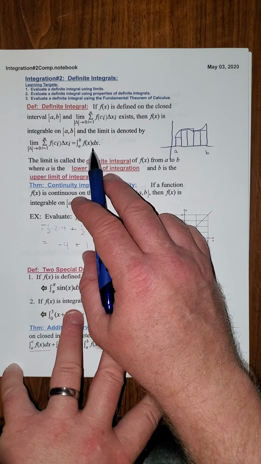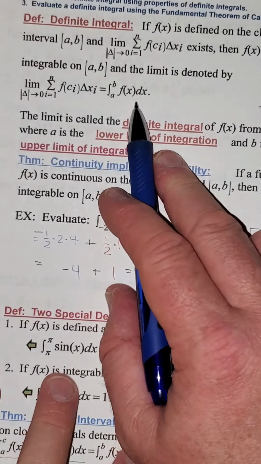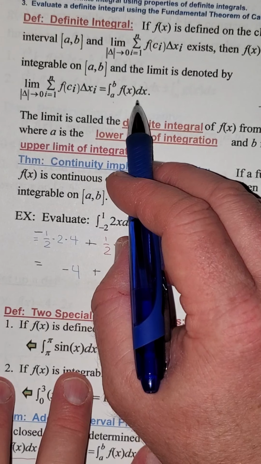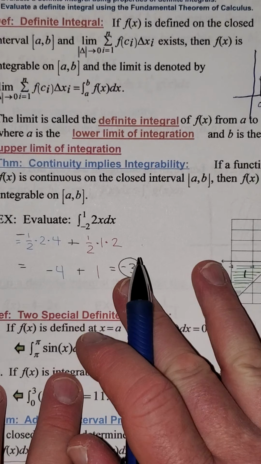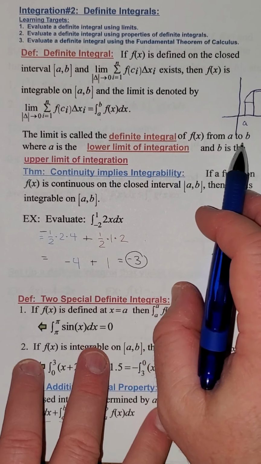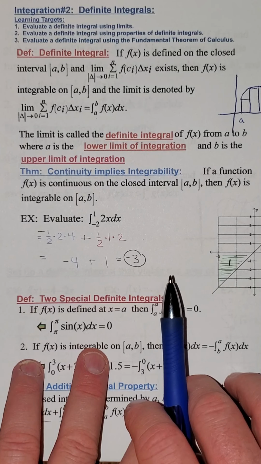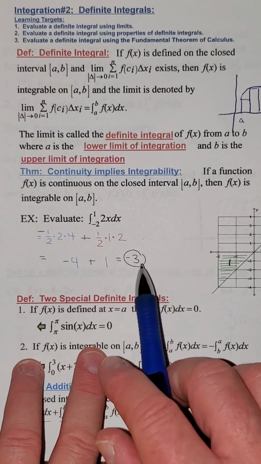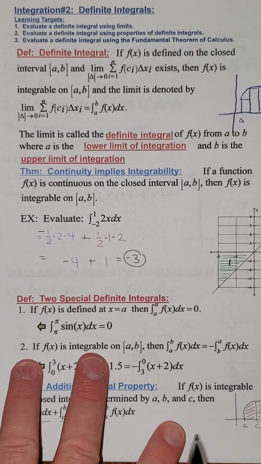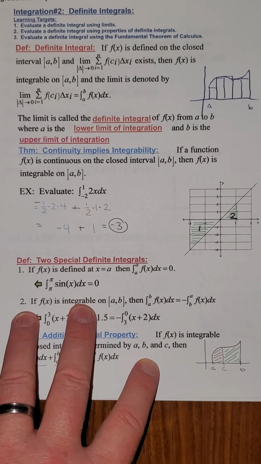The definite integral is when you have two numbers on that integral, and I'm trying to zoom in here. If you have the integral from a to b of f of x dx, that is called a definite integral. The definite integral of f of x from a to b, a is the lower limit, b is the upper limit. Now, if a function is continuous, you're going to be able to find the area under the curve.